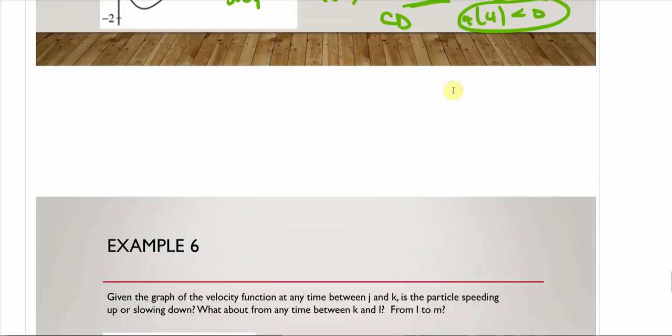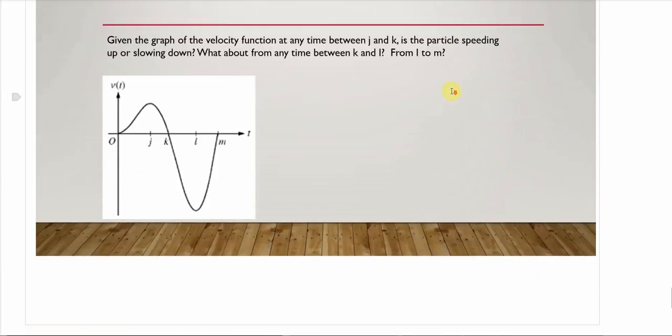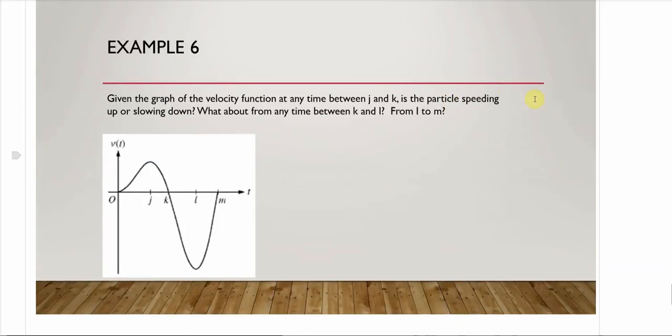All right, I believe we have one more example. That is the last example that I'm going to do for motion. This is the picture of velocity. Is the particle speeding up or slowing down? Now, I'm going to be honest with you. I had a student who taught me this. When is the particle speeding up or slowing down? Between J and K, between right here and right here.